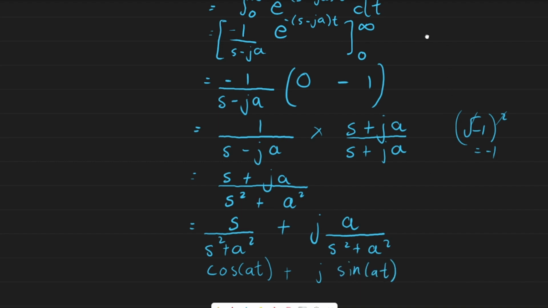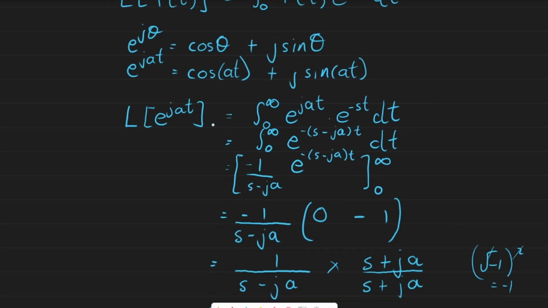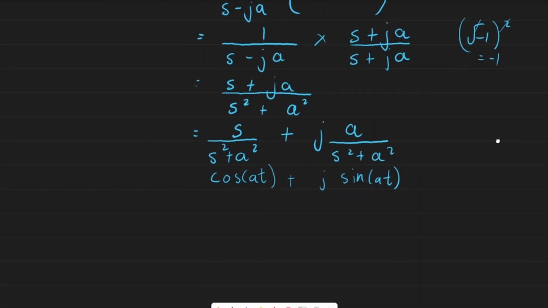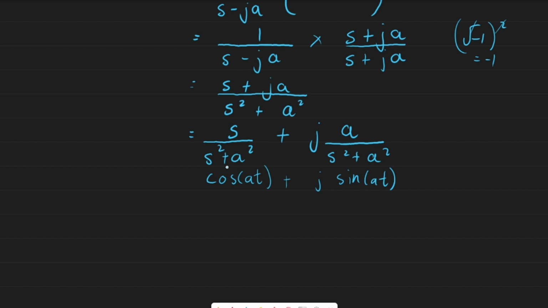And is this not what we had seen here? The polar form of this exponent, this complex number. So that's exactly it. This real part corresponds to the Laplace transform of cos at, and this imaginary part corresponds to the Laplace transform of sine at.